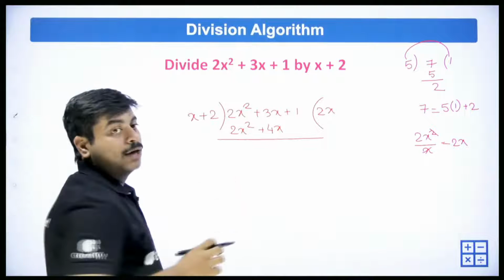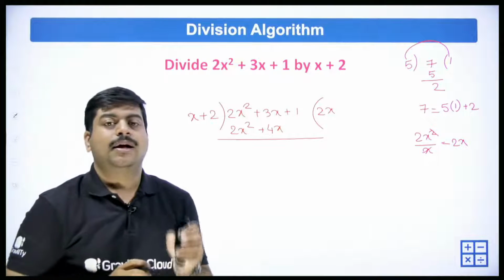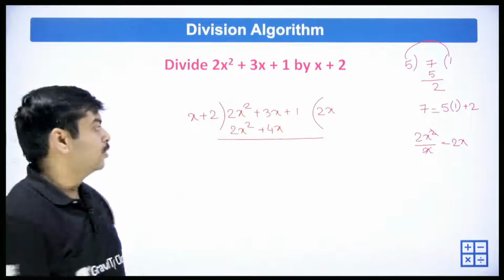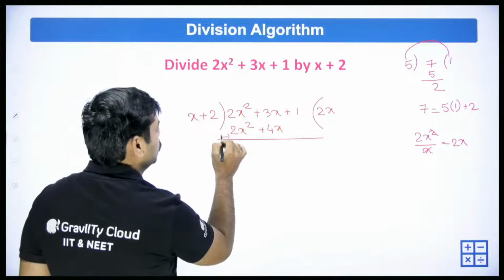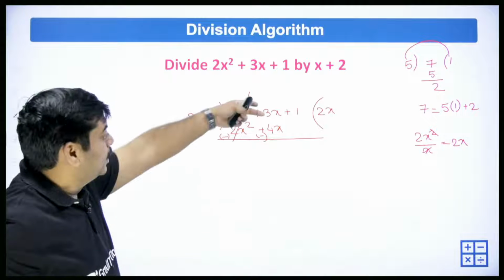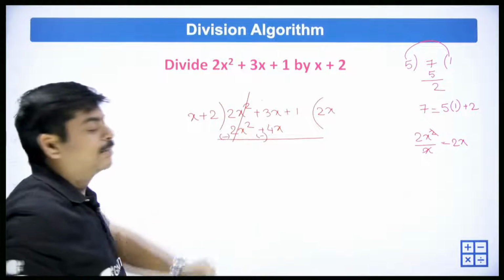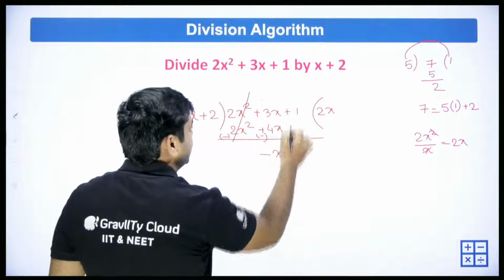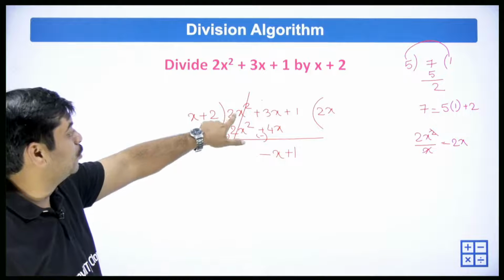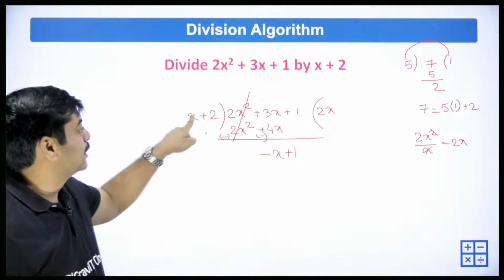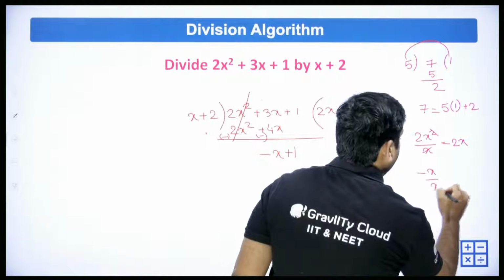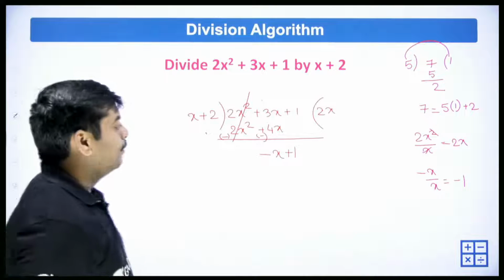When you subtract, I told you in many cases, the sign changes. If you have positive, that changes to negative. If you have negative, that changes to positive. These two are positive values, so these two will become negative. 2x square minus 2x square gets cancelled. 3x minus 4x becomes minus x, and plus 1. Now again, divide the first terms, just like you did with 2x squared by x. Now divide minus x by x, so that becomes minus 1.